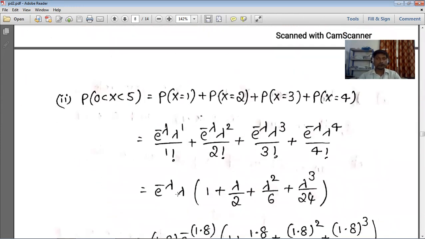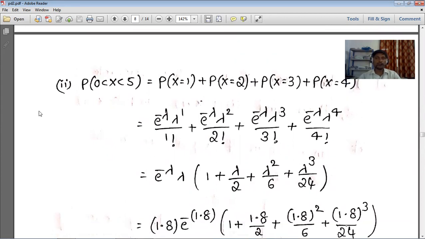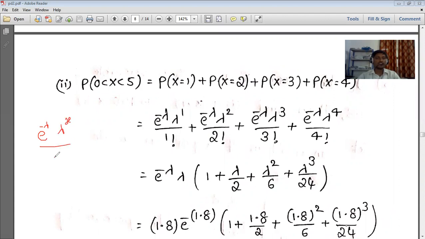And next, between 0 and 5. So between 0 and 5 what we have? 1, 2, 3, 4. Simply we substituted in the formula. So what is that formula? E power minus lambda, lambda power x by x factorial. So in that formula we substituted here, in place of x as 1, and next in place of 2. So this is the formula, right? E power minus lambda, lambda power x by x factorial. Okay, this is the formula we are using.